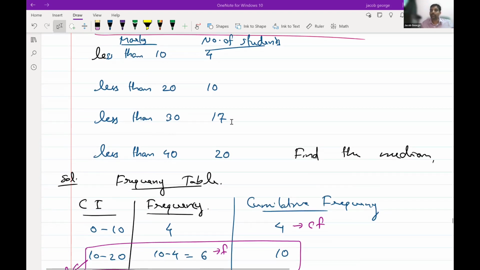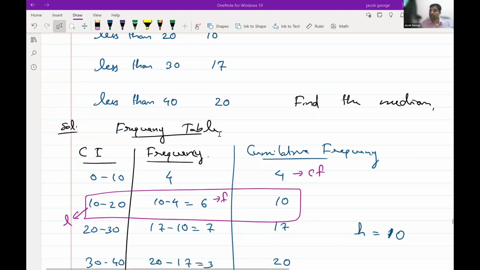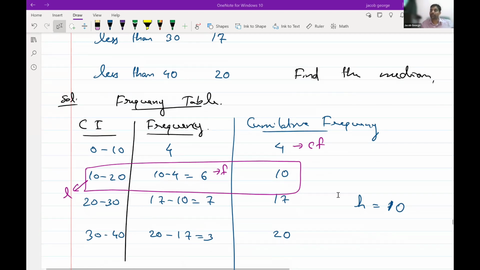Then 20 to 30, 17 minus 10, 7 people scored 20 to 30. 30 to 40, 20 minus 17, that is 3 people. Then with cumulative frequency, we can calculate the median. If it is mean, we can calculate that, or mode also we can do if we get this type of frequency table. Children, everybody got a clear idea?